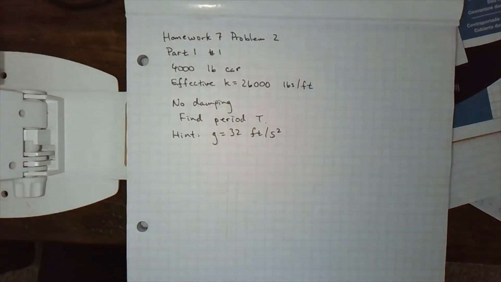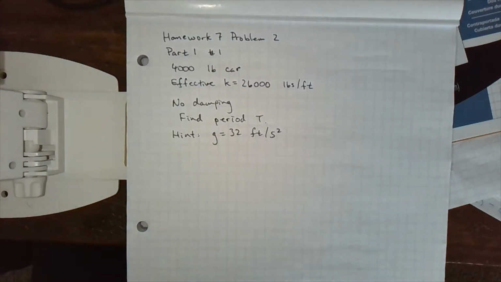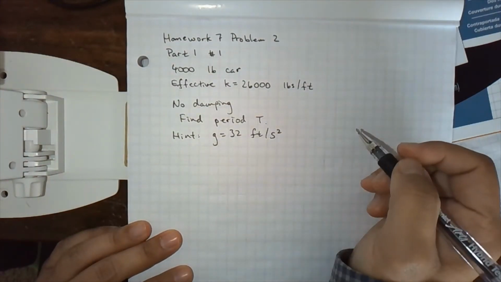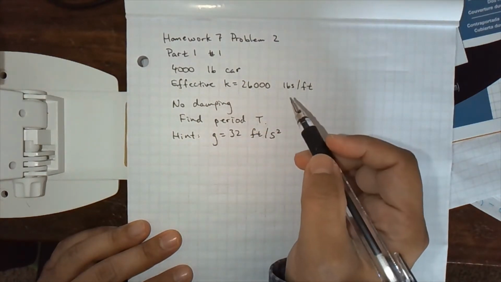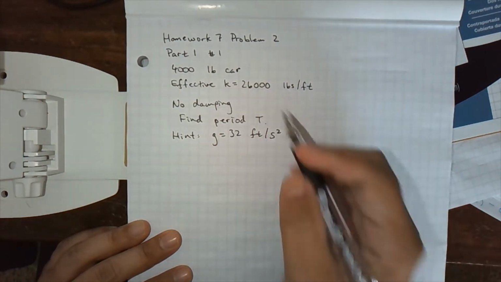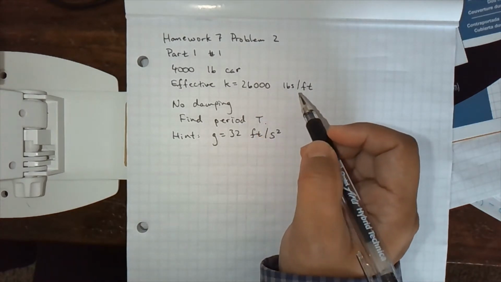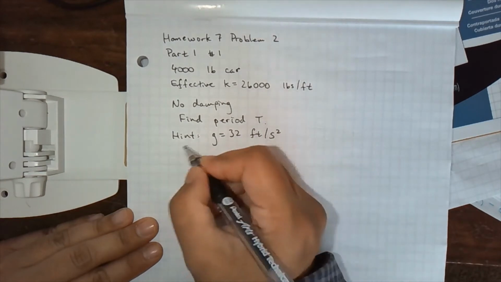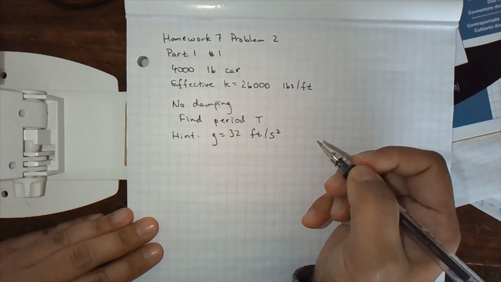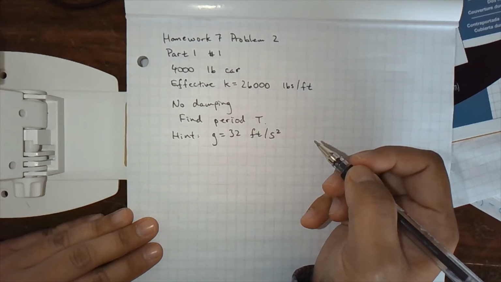All right, so let's look at part 1, the first question on problem 2. And here are the numbers that I had. So they gave me a 4,000-pound car. The effective spring constant from 4 shock absorbers was 26,000 pounds per foot. And the first part said there's no damping. They want you to find the period. And then there's this weird thing that says hint, G equals 32 feet per second squared.